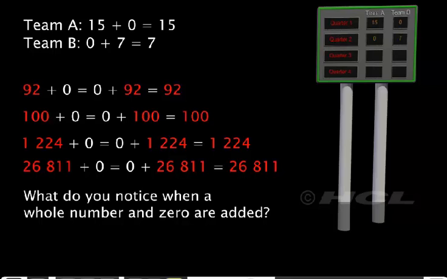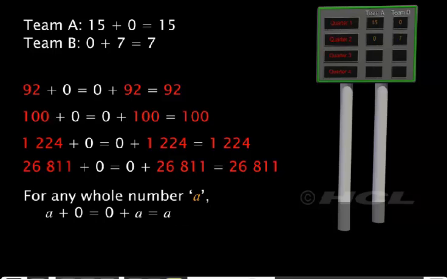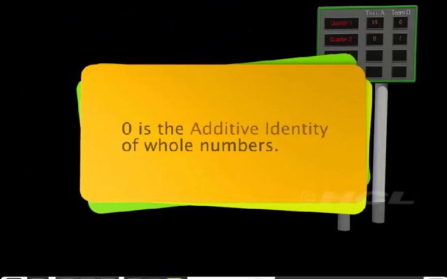When 0 and a whole number are added, the sum is the same whole number. In other words, if A is a whole number and 0 is added to it, the sum is always A. So, 0 is called the additive identity of whole numbers.